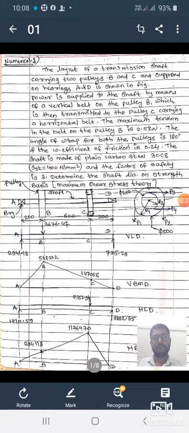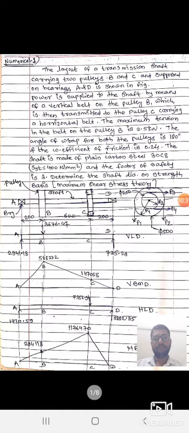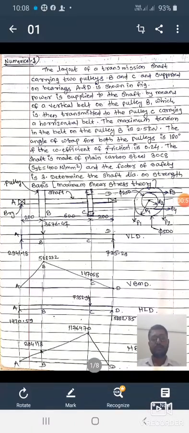It is shown in the figure. Power is supplied to the shaft by means of a vertical belt on the pulley B, which is then transmitted to the pulley C carrying a horizontal belt. The maximum tension in the belt on the pulley B is 2.5 kN. The angle of wrap for both the pulleys is 180 degrees, and the coefficient of friction is 0.24.